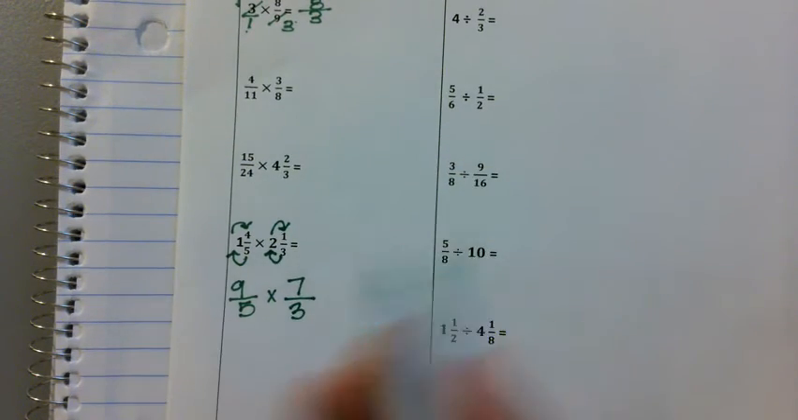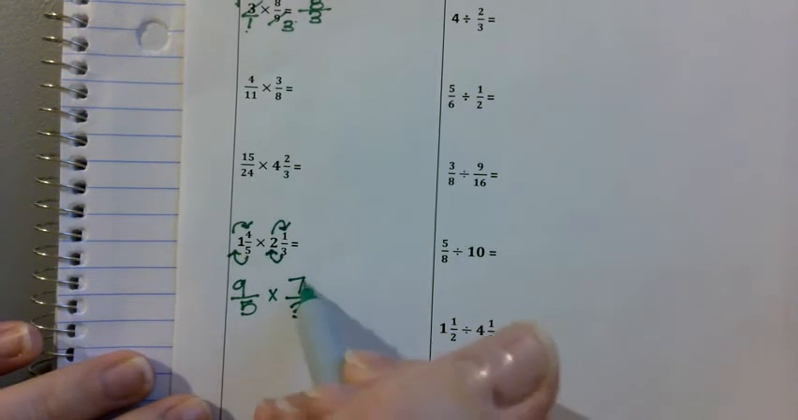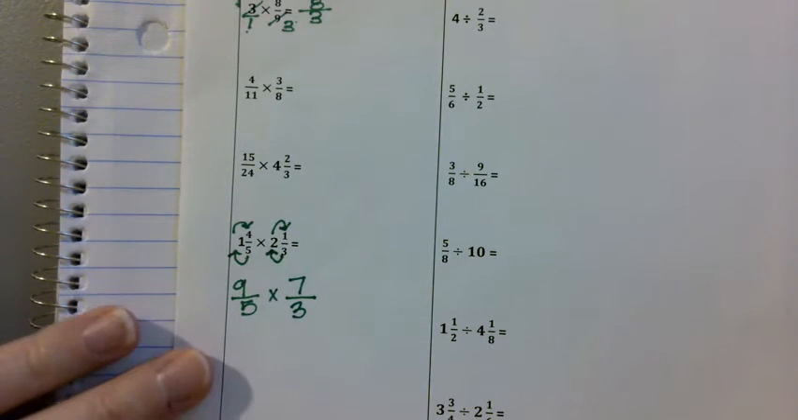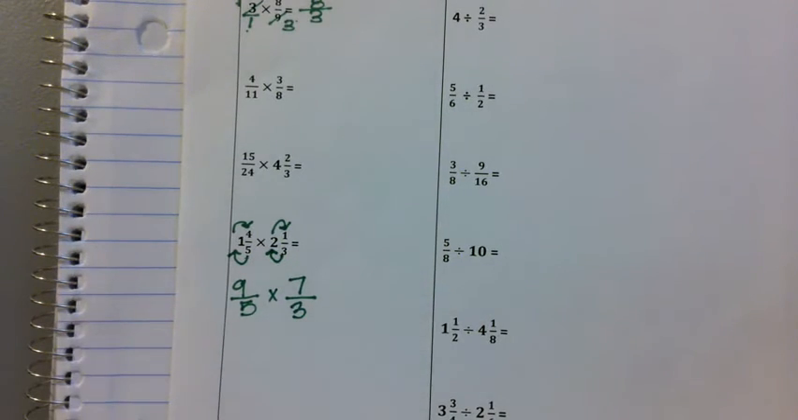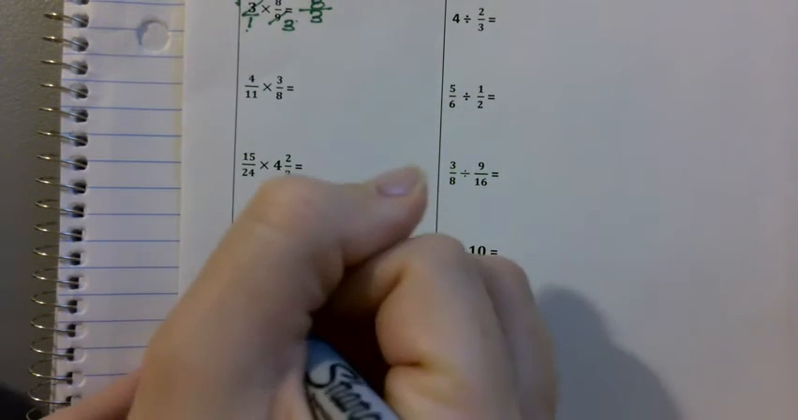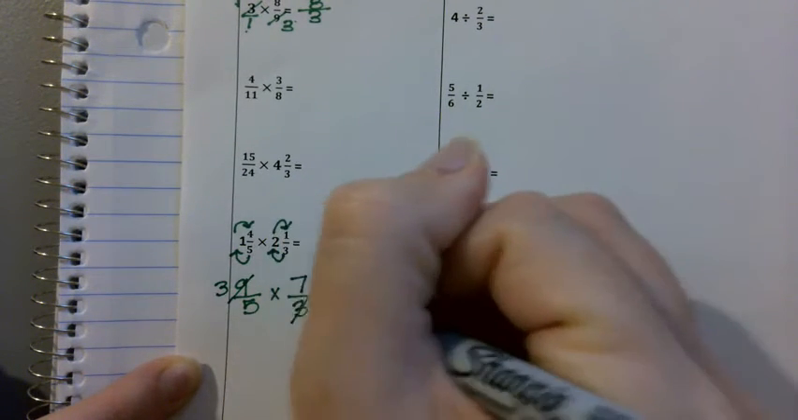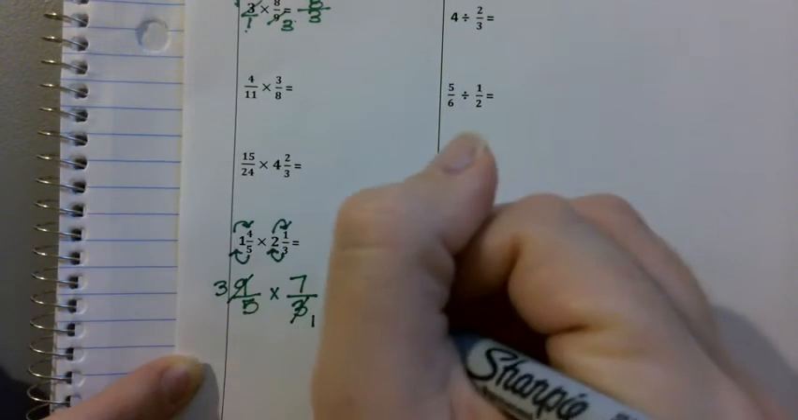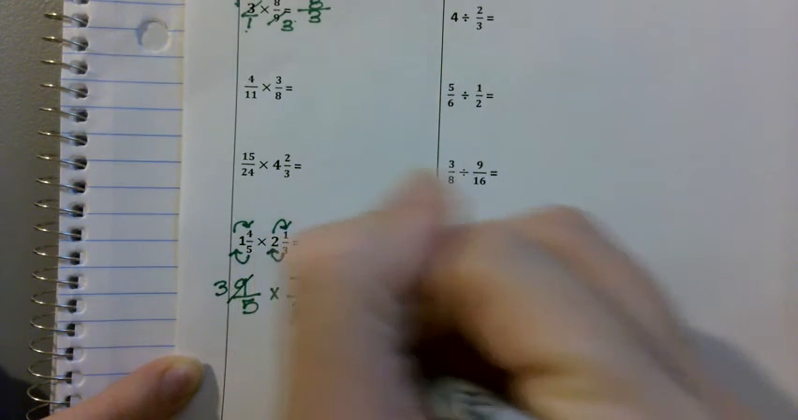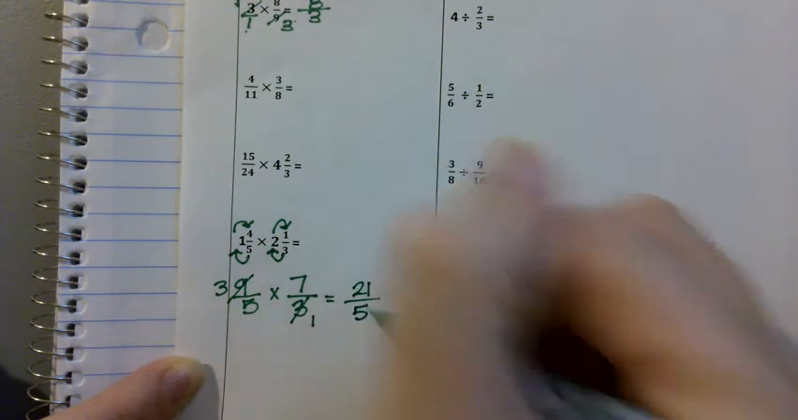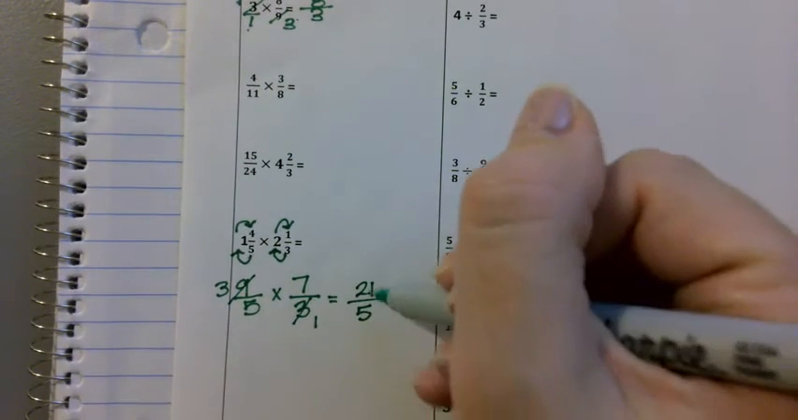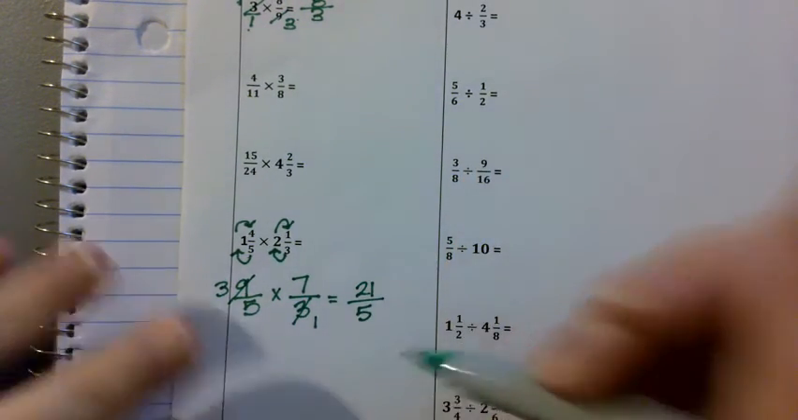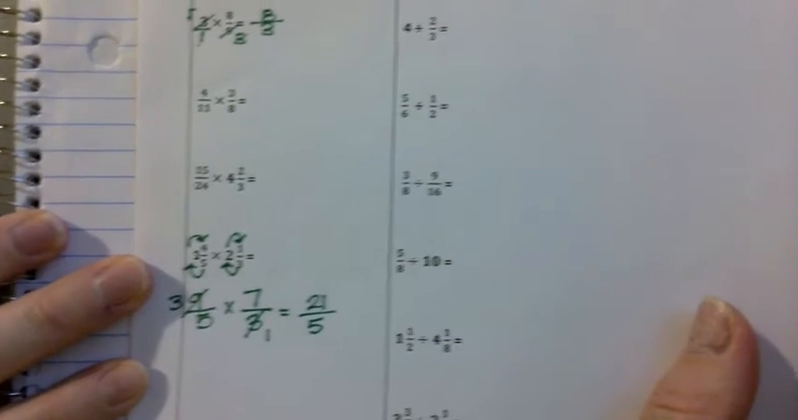So I can cross simplify or cross cancel. 5 and 7 don't share any common factor, so I can't divide by anything other than 1. But 9 and 3 share other common factors, and I could divide 9 by 3, which is 3, and 3 by 3, which is 1. So 3 times 7 is 21, and 5 times 1 is 5. And I can go ahead and I can leave my answer as an improper fraction at this point because 21 and 5 don't share a common factor other than 1.